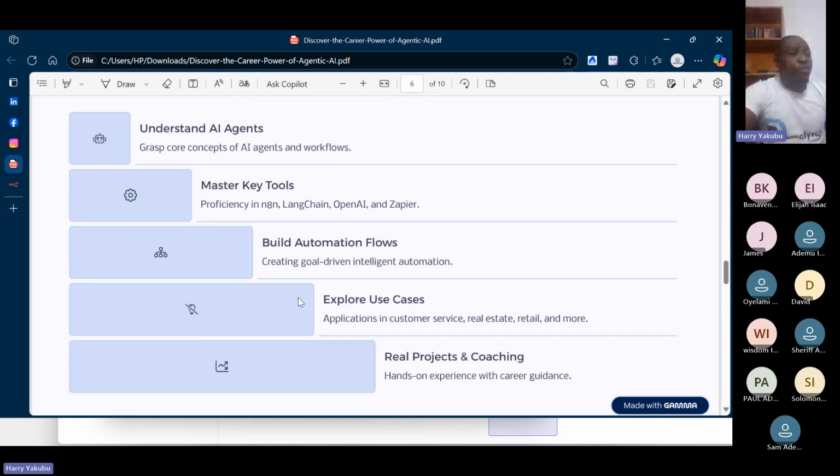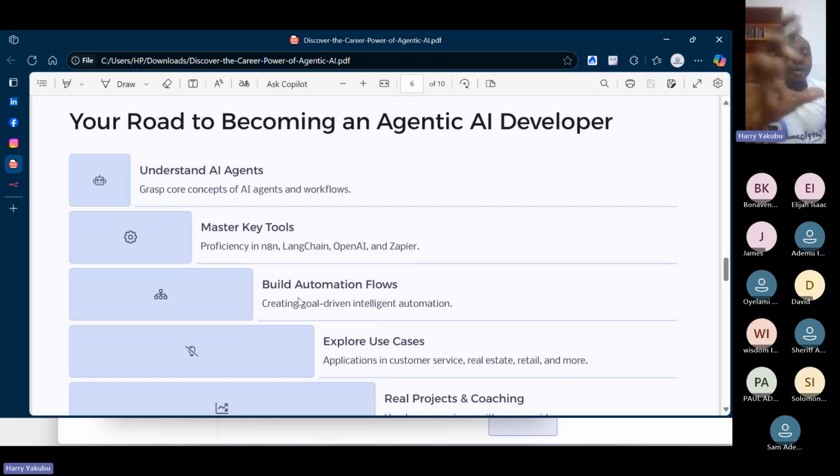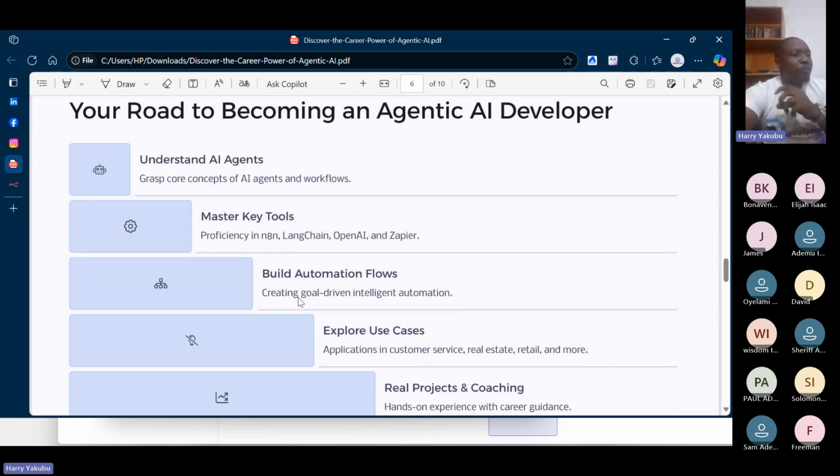The next thing on your roadmap to becoming an agentic AI developer is to master key tools like n8n, LangChain, LangFlow, OpenAI, Zapier, DeepSeek, all of these tools, and how you can bring all of them together to build viable solutions, right? Then how to build automation.